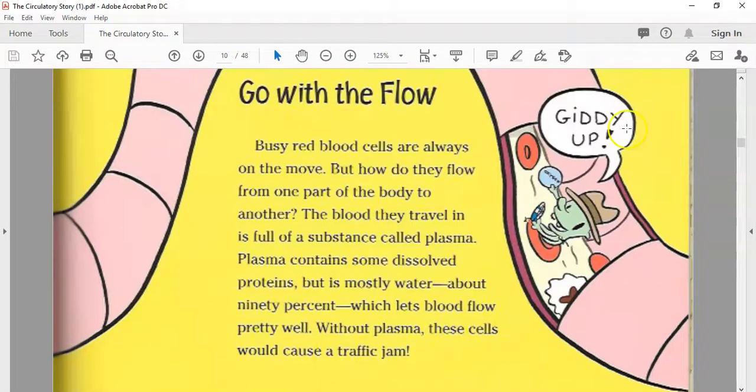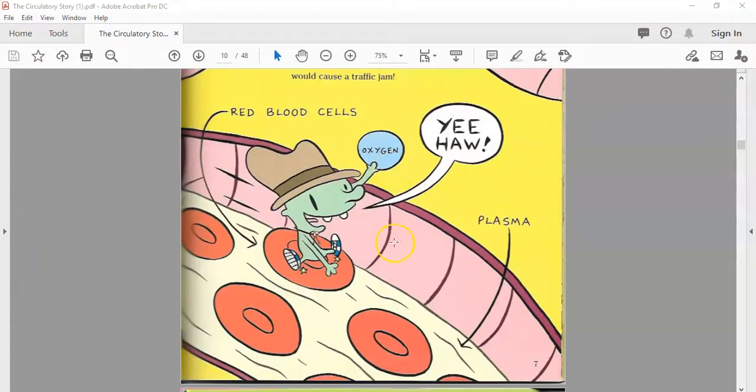Boys and girls, does it mean a real traffic jam inside of our bodies in the blood vessels? No, they mean figuratively. Because what would happen if there was no plasma? Our blood vessels would be empty, right? And all those little red blood cells would not be able to travel anywhere. And of course, can we survive without oxygen? Absolutely not.